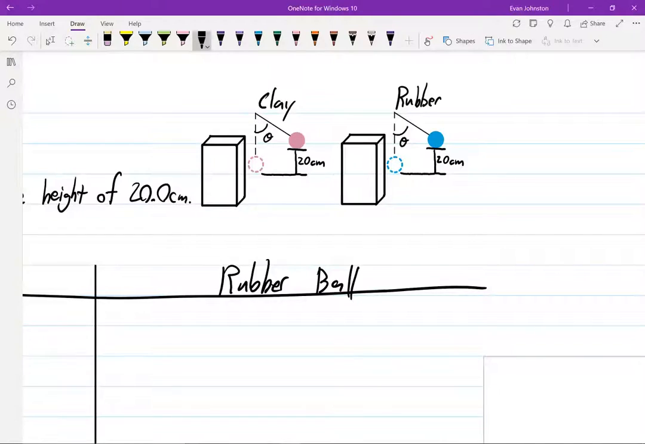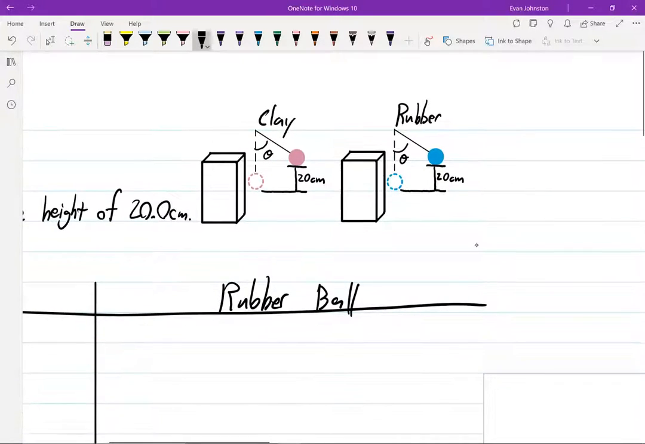When the rubber ball hit, it actually bounced back. It bounced back up about a centimeter. So it started about 20 centimeters up, and it ended up bouncing back up around 1 centimeter. And the block tipped over. It absolutely did. But both the balls were up the same height and they both have the same mass.